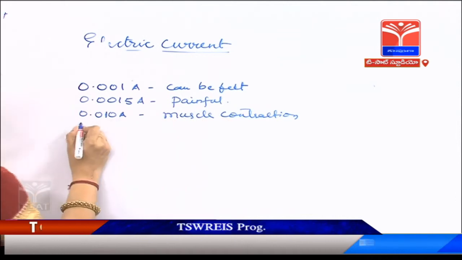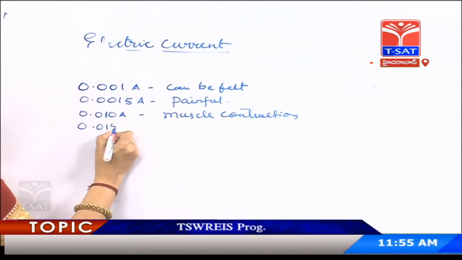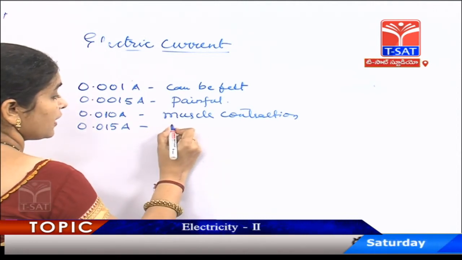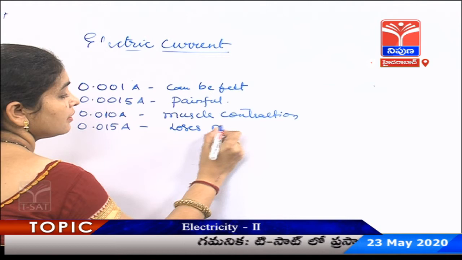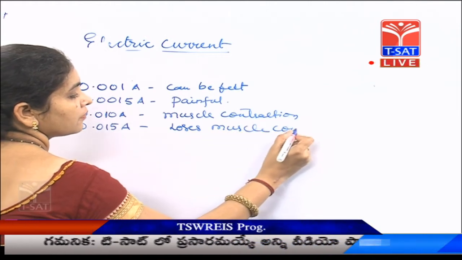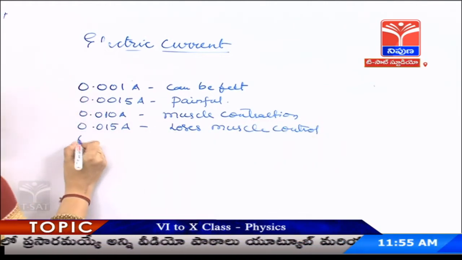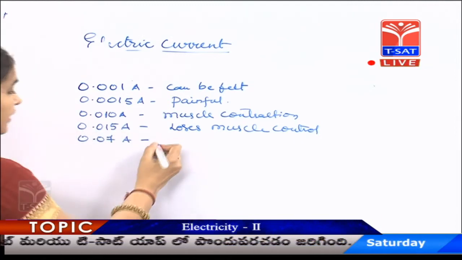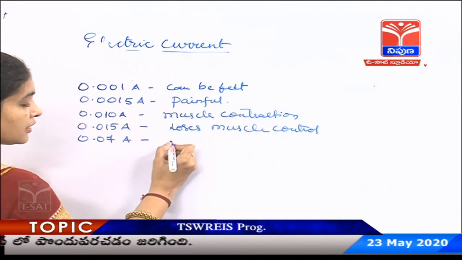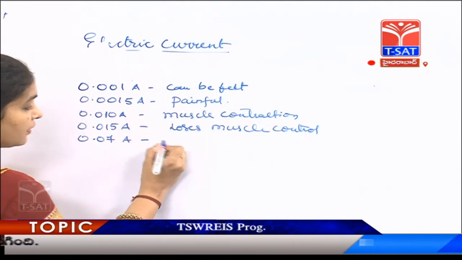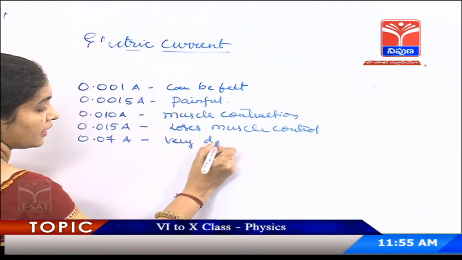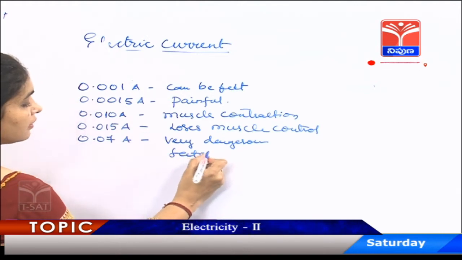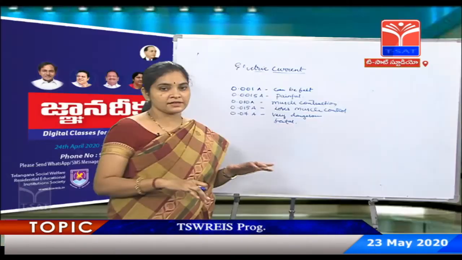and when 0.015 amperes current passes through the body, our body loses muscle control, and when 0.07 amperes of current passes through a body for more than 3 seconds, the person may lose his life. So, it is very dangerous. It can be fatal. The person may lose his life.